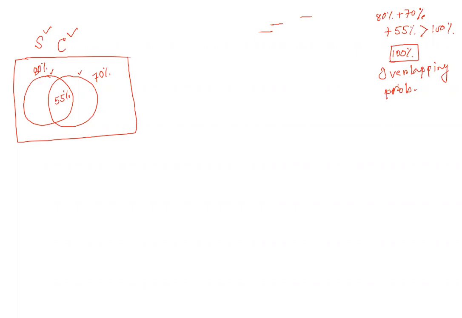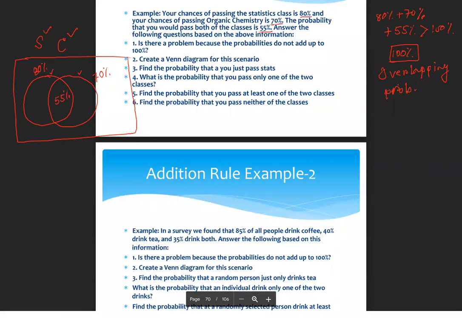So now, based on this, we want to answer a bunch of questions. First question, the Venn diagram we have drawn. Find the probability that you only pass stats. I should probably say, find the probability that a student only passes stats, okay? Find the probability that a student passes stats only, all right? Now let's go back.